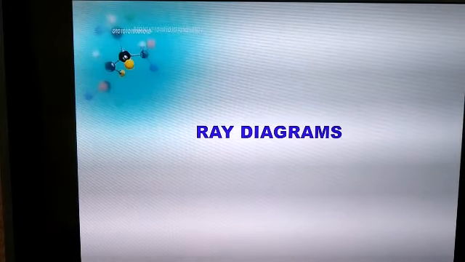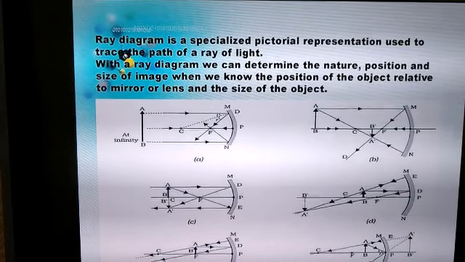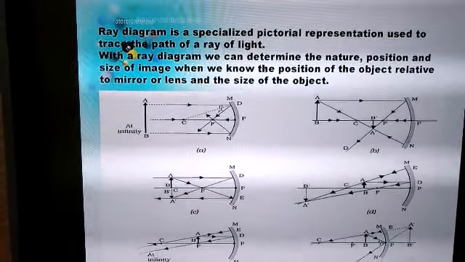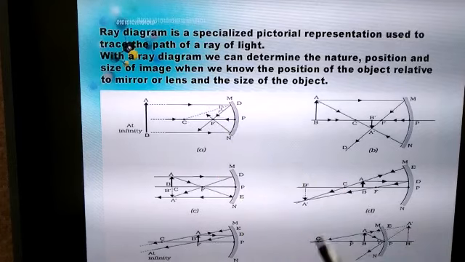Ray diagrams. A ray diagram is a pictorial representation used to trace the path of a ray of light. So these are the rays of light. We trace the path of a ray of light with the help of a ray diagram.